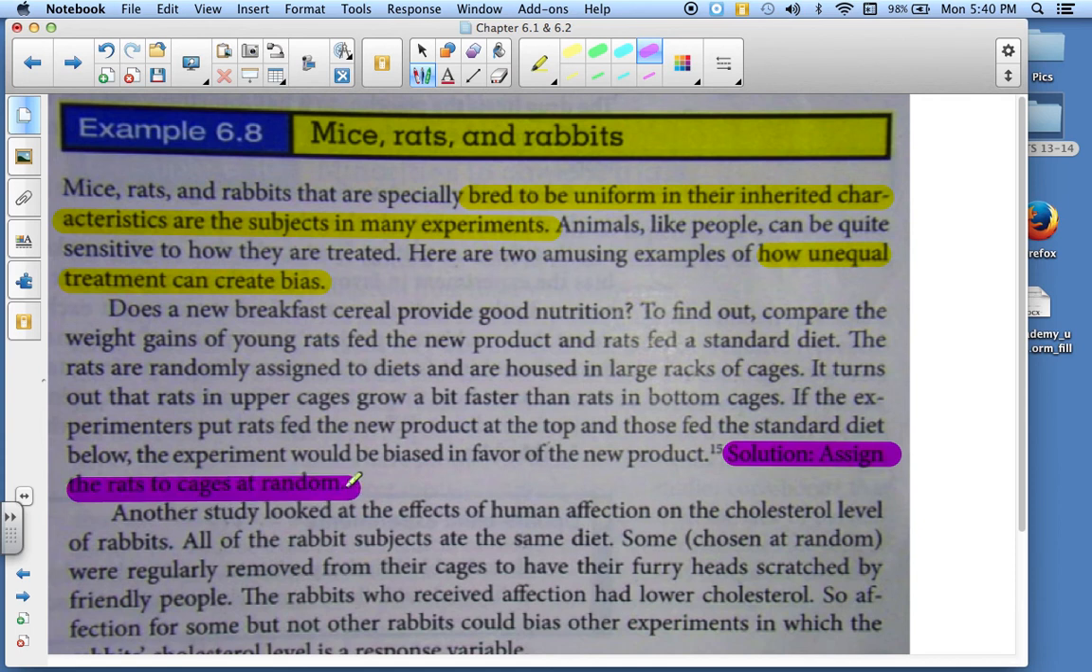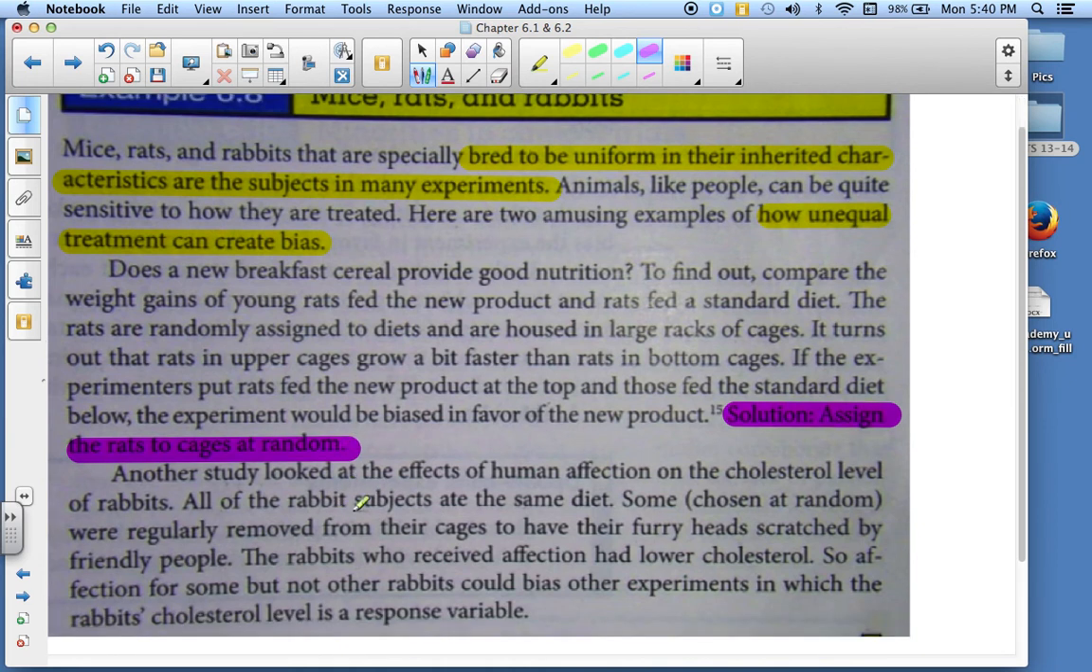That way, you have a variety of rats in both the upper and lower cages. Also, down here at the bottom, they tested rabbits. They randomly selected certain rabbits to receive affection, and those rabbits who received the affection actually had lower cholesterol. So maybe affection creates a bias in which the rabbit's cholesterol level is a response variable. So be careful whenever you're creating an experiment that you give equal treatment to everybody.